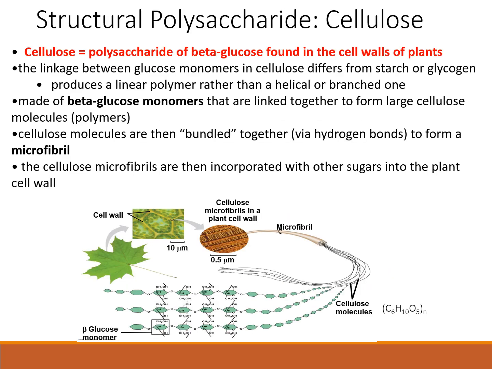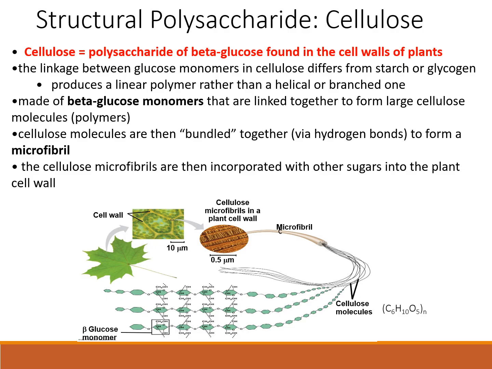Cellulose is a polysaccharide of beta-glucose monomers that are found in the cell walls of plants. The linkage between glucose monomers in cellulose differs from what you might find in starch or glycogen. Cellulose is a very linear polymer, whereas things like starch and glycogen will form these coiled helices and branch points. The reason the linkage is very different is because cellulose is made up of beta-glucose monomers linked together, and starch and glycogen are made of alpha-glucose monomers. So again, this beta-glucose monomer sticking them all together makes a nice linear polymer.